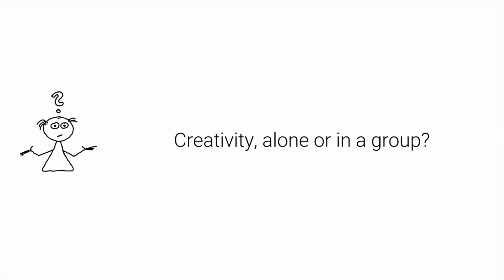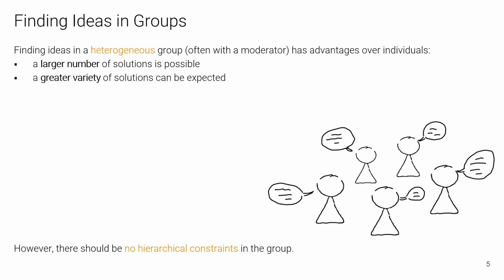When you want to start a creative software project, the question often arises whether the creative phase is best done alone or in a group. It has been found that brainstorming in groups often yields better results. Usually, a larger set of solutions results, and also the variety of solutions is often larger and more interesting.